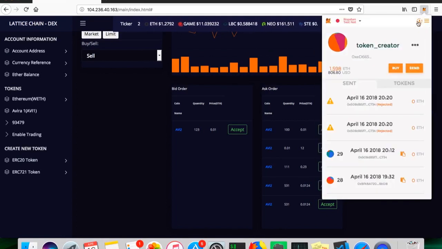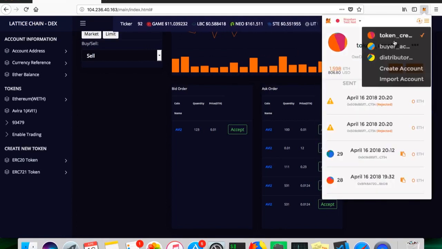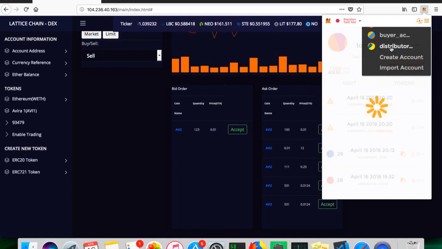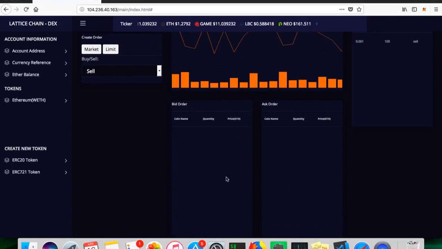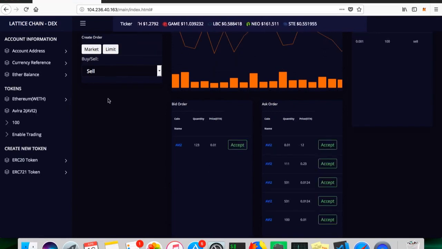So moving to the next step, wherein we change our user, which is the buyer account here, let's see how we can trade this particular token, which is Avira 2, with 531 tokens at 0.0124 as the price. In this case, this new user has an Ethereum balance of 0.95 in his account, so he would be able to use it. Currently it's all running on testnet, but it could be made live depending on whoever wants to use this decentralized exchange as a white label product. Now let's see how this particular thing goes.